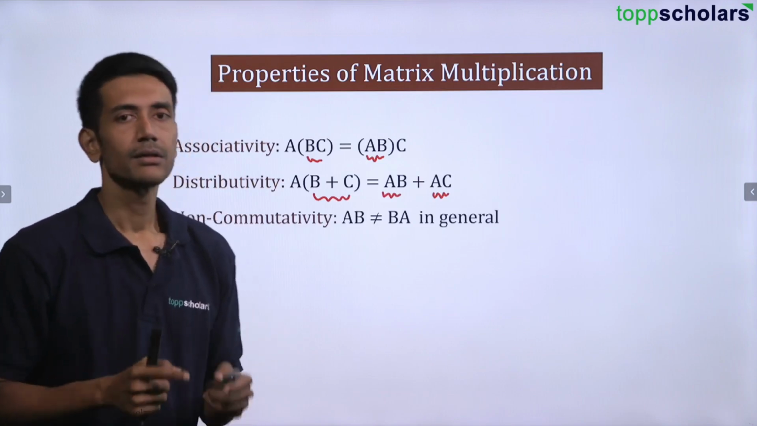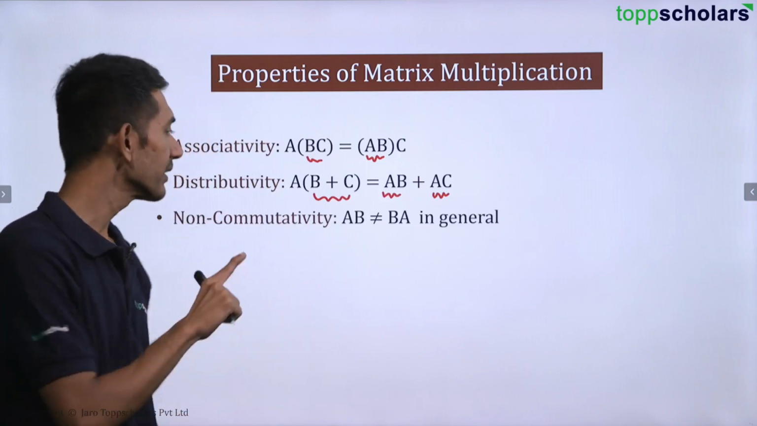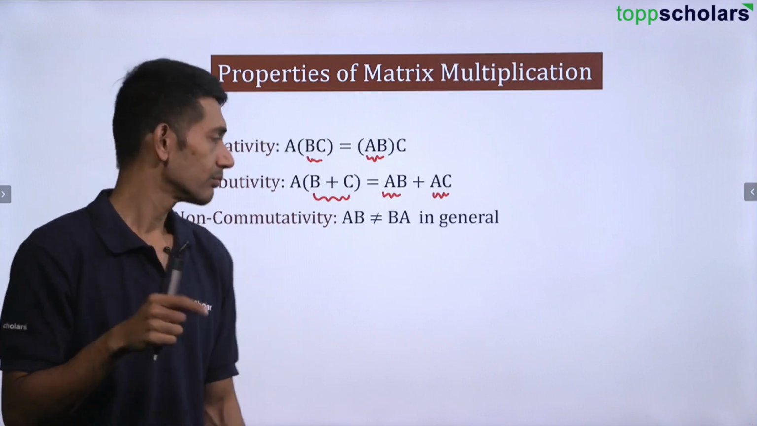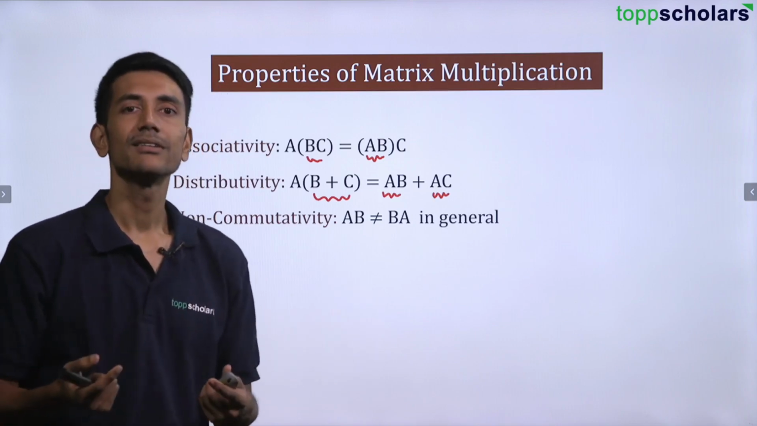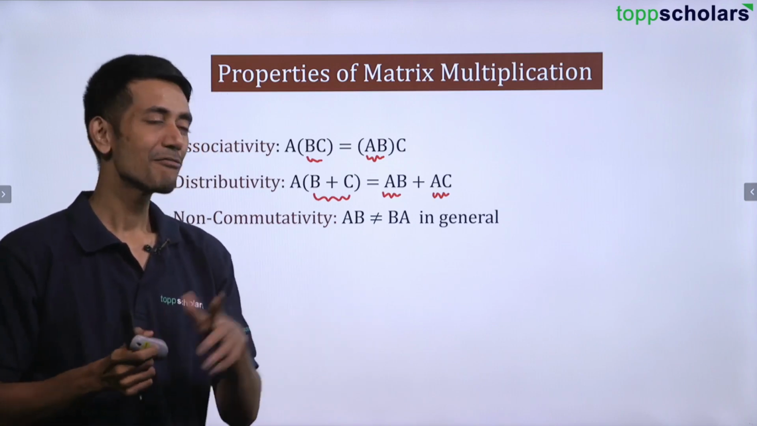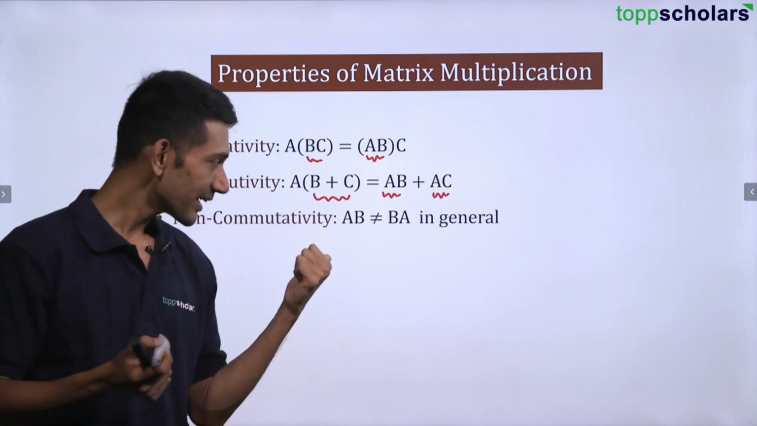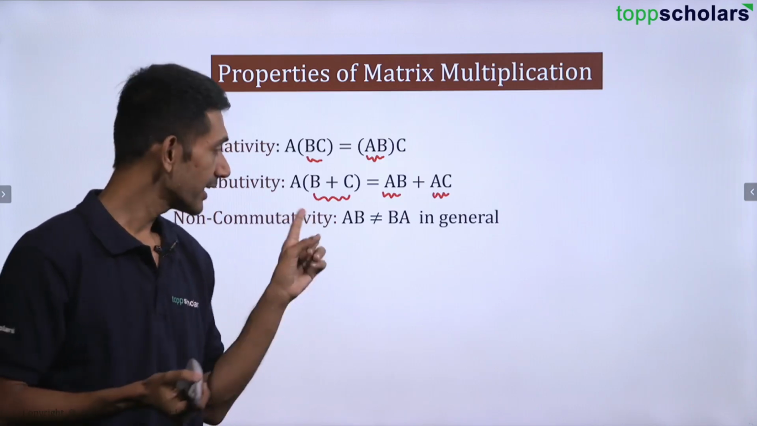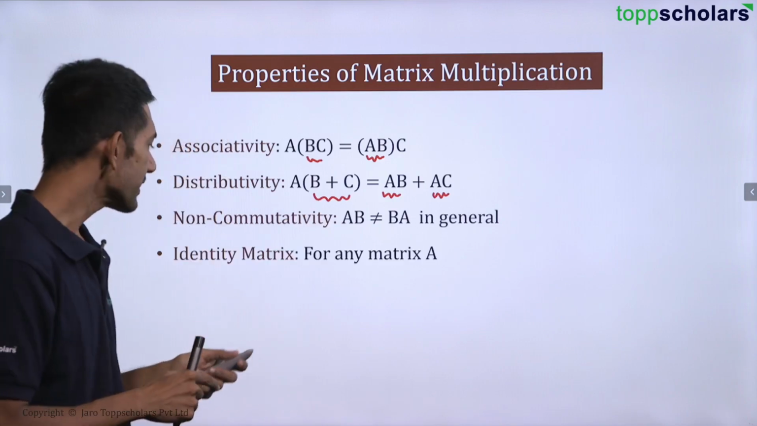Always remember that A multiplied by B, that is matrix A multiplied by matrix B, is never equal to, in general, matrix B multiplied by A. This is not like your general numbers like 5 into 2 is 10, 2 into 5 is 10, right? But in this case, if you multiply 2 matrices, AB and BA are generally different. Always remember that.